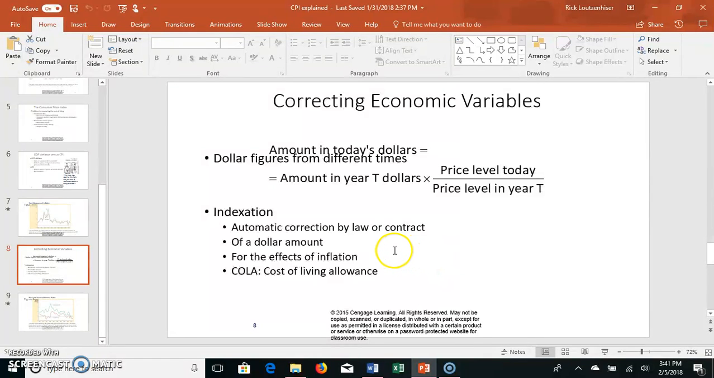There are some things that are indexed. They have an automatic correction by law or by contract to the CPI or of a certain dollar amount. And we're trying to compensate for the effects of inflation. And COLA is one of the features of Social Security, by the way, cost of living allowance. Social Security payments are increased each year depending on what happened with the cost of living.